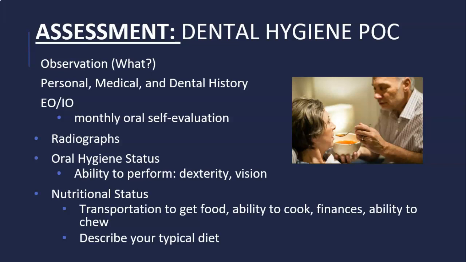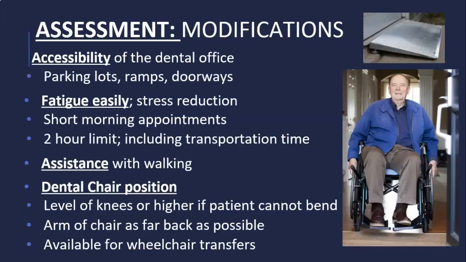We try and take our regular x-rays based on their risk assessment. Oral hygiene status, we want to observe their ability to perform good oral hygiene and their dexterity, their vision, their cognitive abilities. Nutritional status, we want to think about their ability to get healthy, nutritious food, what are their habits, their ability to digest and chew, and then what kind of a diet is being prescribed to them if they're in an institution, or if they live on their own, if they can talk a little bit about their diet as well.